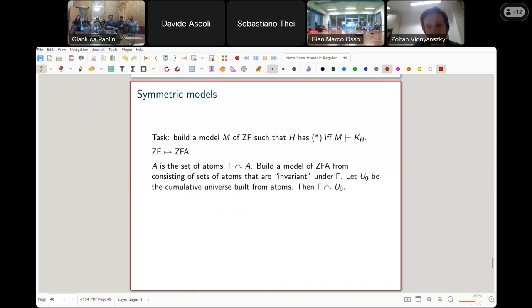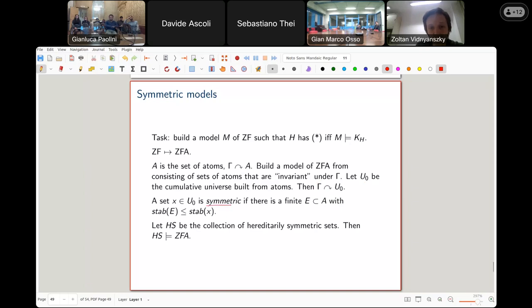So if we have a group Γ acting on the atoms, and then we build the whole universe from atoms, then this group also acts on U0. And then we say that a set is symmetric if there is a finite set of atoms such that once you stabilize this finite set, then you also stabilize this set. And these are subgroups, of course, of Γ. So this makes sense. And then we take HS to be the collection of hereditarily symmetric sets. And it turns out, and this is the theorem, that this HS is a model of ZFA. So the picture really is that there are these atoms. We build the whole universe, but we also restrict ourselves to these hereditarily symmetric sets, and we are still okay with that.